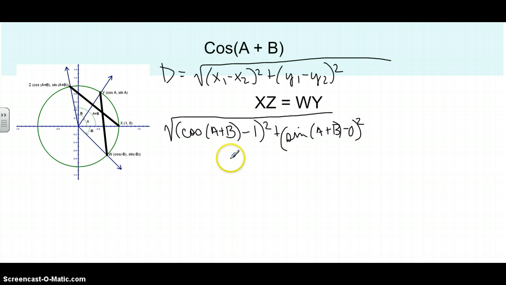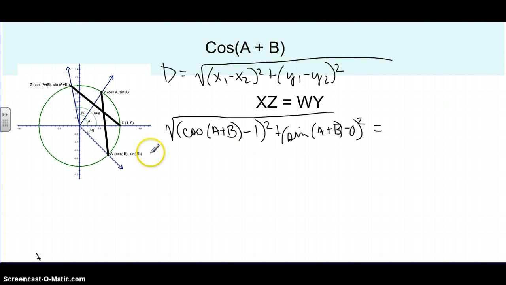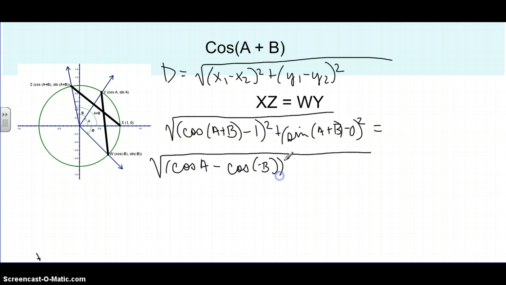On the right-hand side, I'm going to use the coordinates for y and w, and I'm going to get the square root of cosine of A minus cosine of negative b, quantity squared, plus sine of A minus sine of negative b, quantity squared.